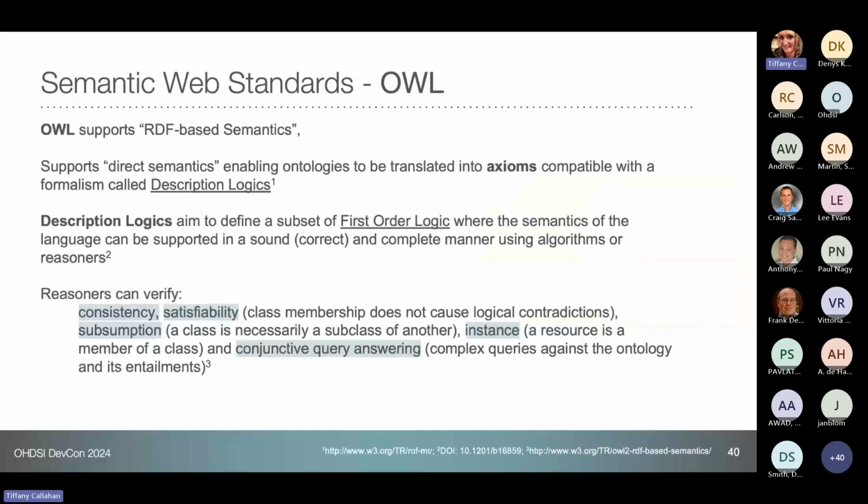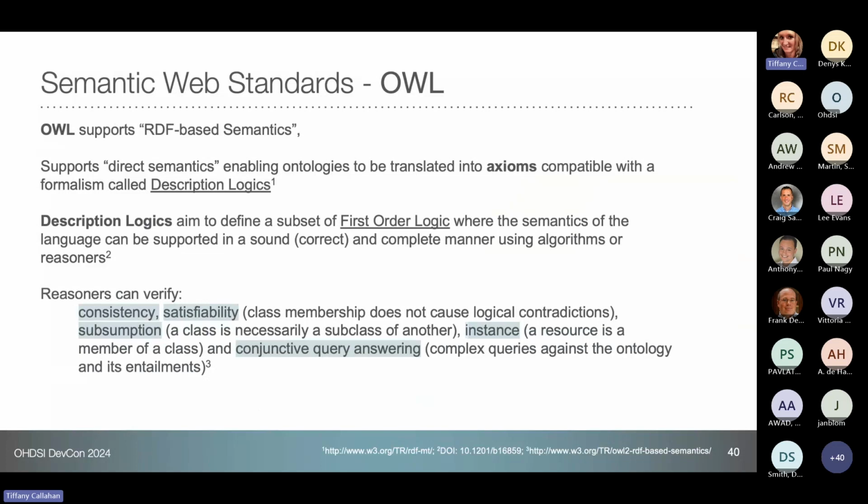So OWL supports RDF-based semantics. Well, what does that mean? It specifically supports this idea of direct semantics, which enables ontologies to be translated into axioms. You can think of axioms as statements that are always considered to be true. And they're compatible with a formalism called description logic. And description logic aims to define a subset of first-order logic where the semantics of the language can be supported in this very correct and complete manner using reasoners.